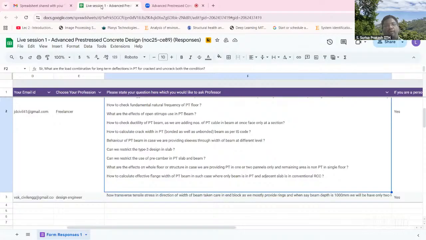But if your PT force is less, again, the adverse effects are less. That also you have to accept. Most of the time, they will not play a role. But you cannot say that all the time you will be safe. So you have to check for that.